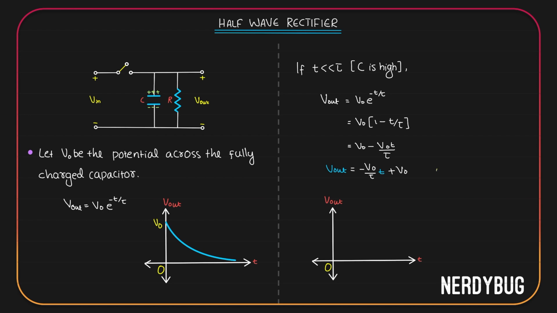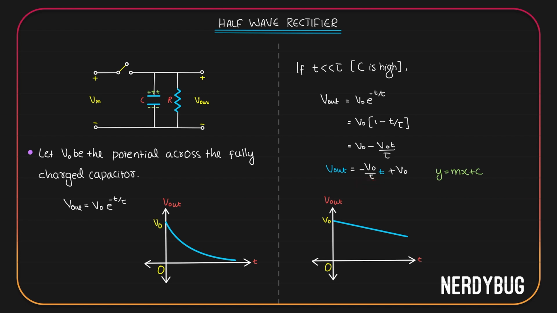I can see that this is of the form y equals mx plus c. This is the equation for a straight line. On the y-axis, I have taken V output. On the x-axis, I have taken t. M is the slope of the graph. Correspondingly, here I have minus V naught by tau. C is the y-intercept. Correspondingly, here it is V naught. So if we plot this, this is how the graph will look. Its y-intercept is V naught and it has a negative slope. The slope will be equal to minus V naught divided by tau.